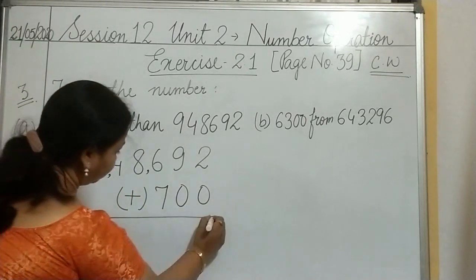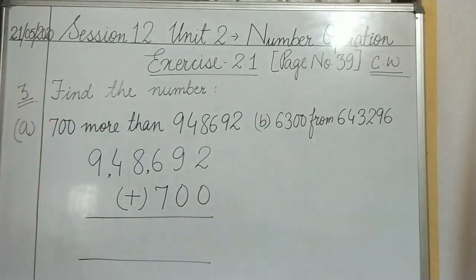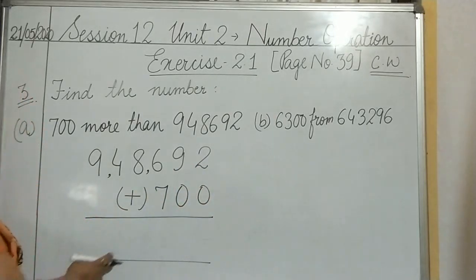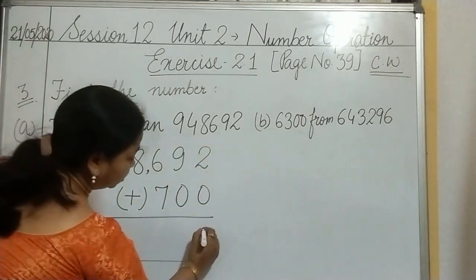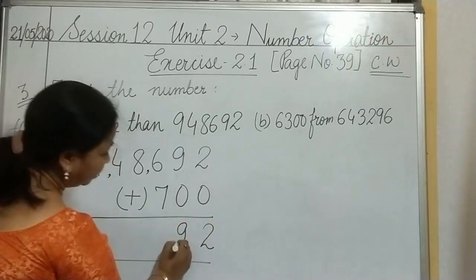Now, what are these two numbers? Do you know? Yes, I have already told. These are known as addends. And what will be the result of this? The result which we will get after addition will be known as the sum. Okay. So 2 plus 0, it will be 2. 9 plus 0, it will be 9.